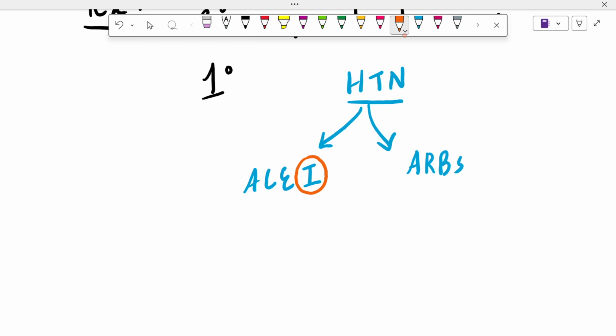And the most important function of aldosterone is to reabsorb sodium and water in the DCT. When aldosterone is inhibited, can sodium and water be reabsorbed? No. So it will automatically treat the hypertension. But there is a price we have to pay if we use these two drugs in combination. If we use ACE inhibitors like captopril, enalapril, lisinopril, and angiotensin receptor blockers combined, it can lead to hyperkalemia.